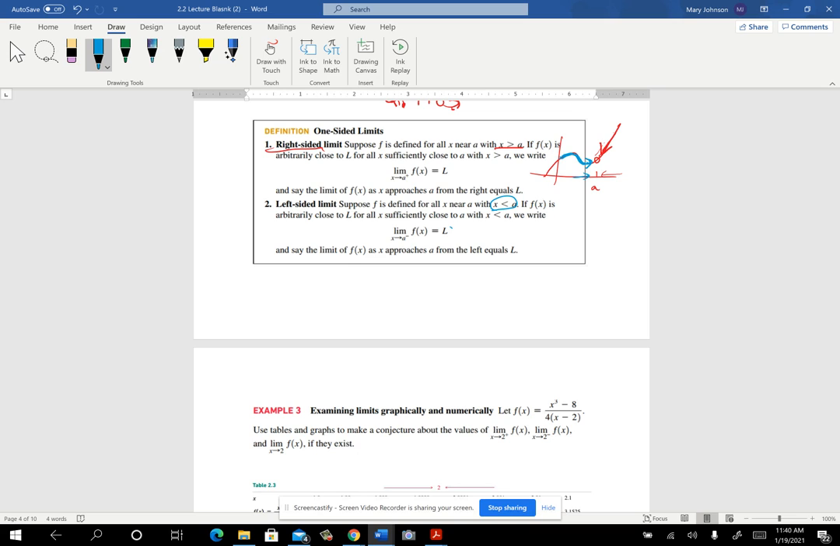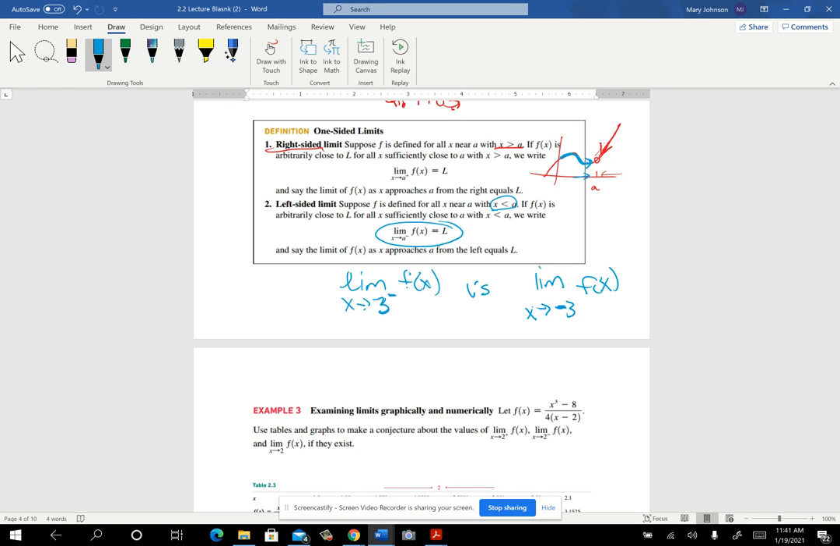This one is a little trickier, the notation, because sometimes the a value will be a positive number and sometimes it will be a negative. So let me just show you what I mean. So let's say we're looking at x approaching 3 from the left. Okay, the limit of the function as x approaches 3 from the left versus the limit of a function as x approaches -3 are two different things, and you need to see the difference in it.